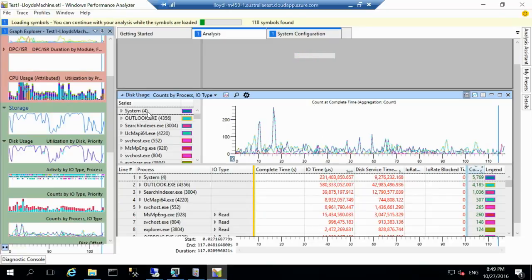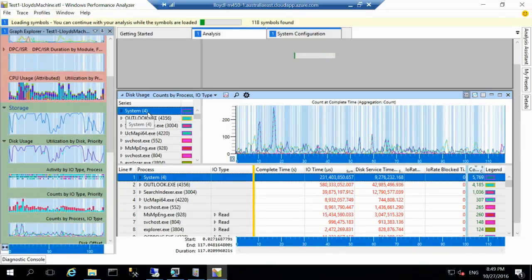See that? I mean the most disk. So system issued a total of 231 million microseconds. It's 231 seconds worth. Now remember, this trace was what? 2 minutes? Okay, that means it's actually using the disk like crazy, correct? Because it's using the disk so much.